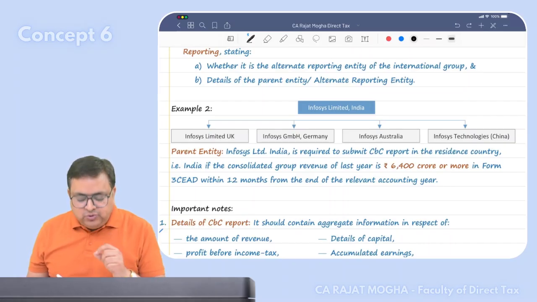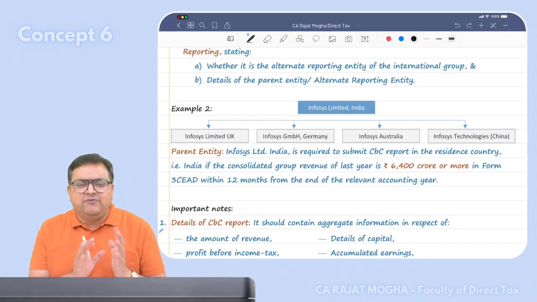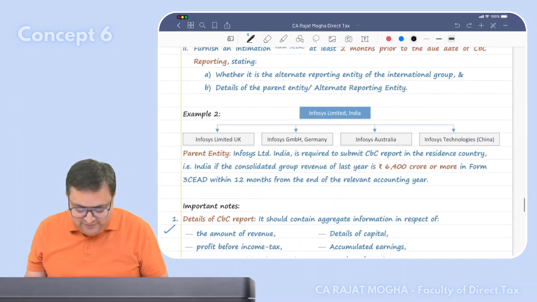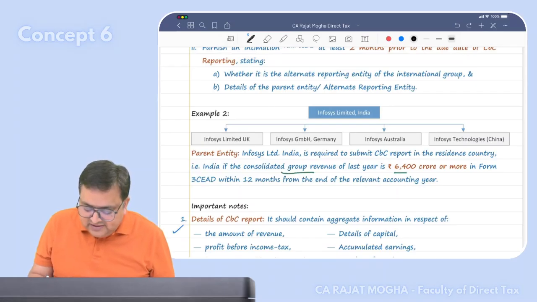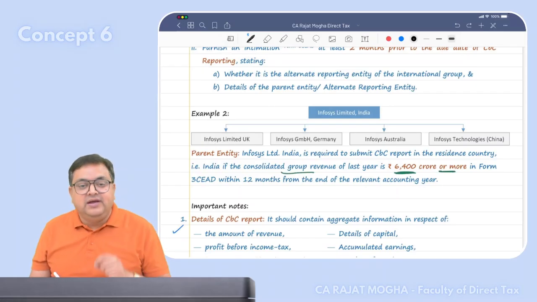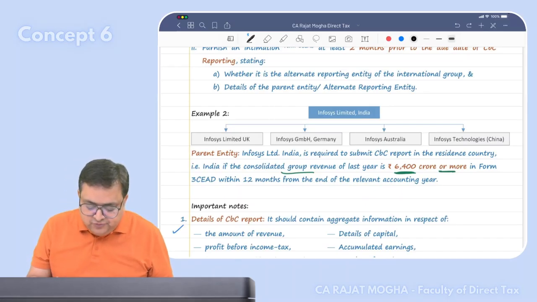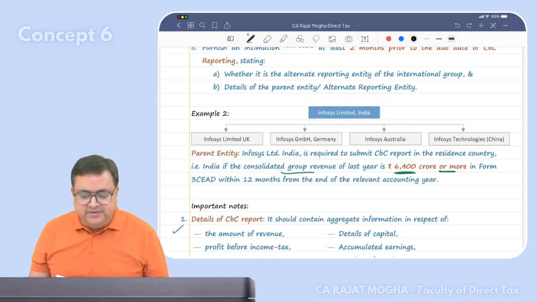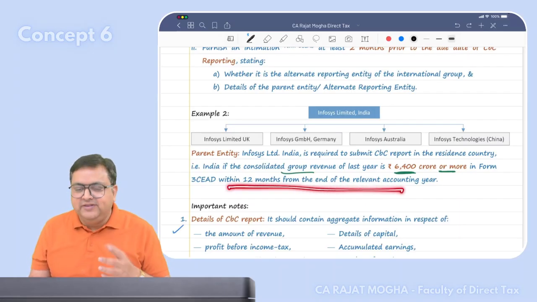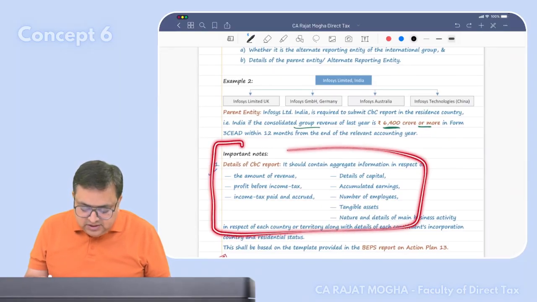provided the total group revenue is more than 6,400 crores. Earlier it was something else, it was 50, forget about it. I'm not telling you so you won't get confused. Now you have to learn this. If the consolidated group revenue of the last year is 6,400 crore or more, then you are supposed to do the CBCR reporting. Who will do it? Infosys Limited India will do it, within 12 months from the end of the accounting year, right?